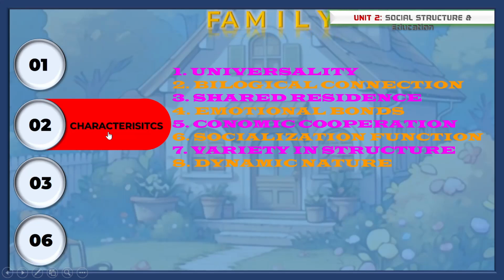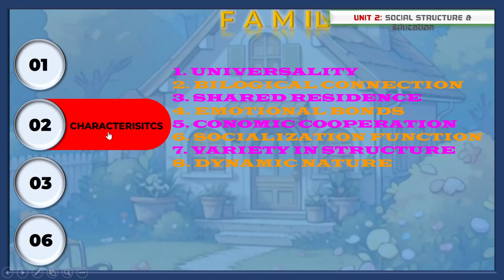They also involve marriage and often involve procreation. Additionally, families are generally smaller in size compared to other social groups and can be nuclear or extended. So let's look at the list of characteristics.